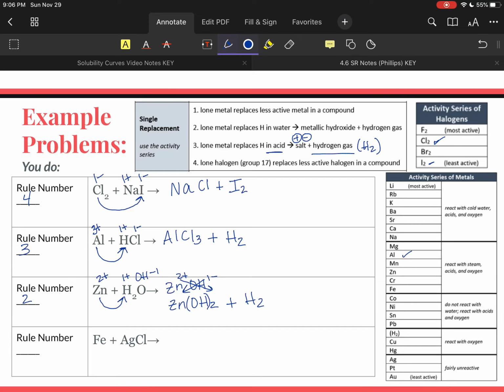Last one, metal replaces. This is nothing special. If I'm trying to figure out what rule, I know it's not water. I know it's not acid, and I know that iron is not a halogen because my halogen chart is right here on the top. So I know that this is just rule number 1. Let me look at the charges again. Iron is, let me tell you, 2 plus.